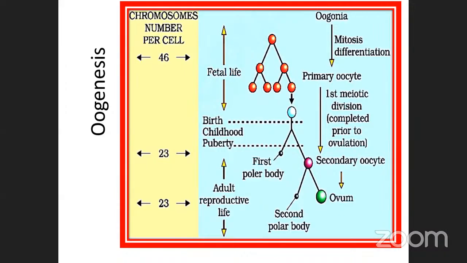Already we discussed this portion, isn't it? These are very important, so once again I repeat for you. Oogonia undergo further mitotic division, resulting in the formation of primary oocytes. Primary oocytes undergo the first meiotic division, and you get secondary oocytes. The secondary oocyte gives an ovum. Not only that, it also produces the first polar body as well as the second polar body. See that?